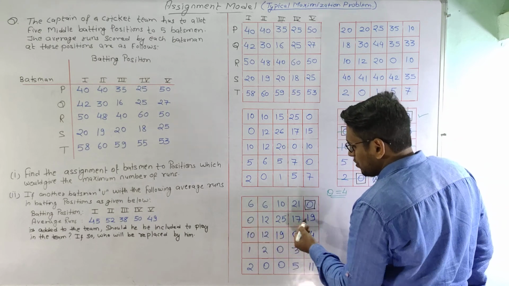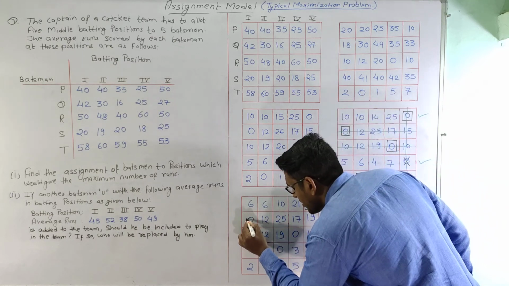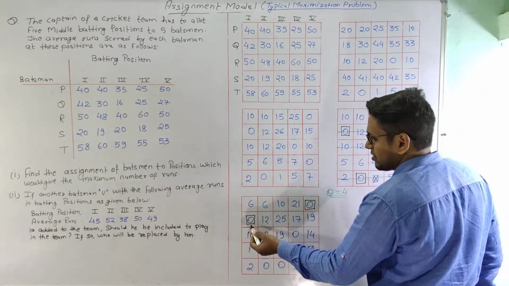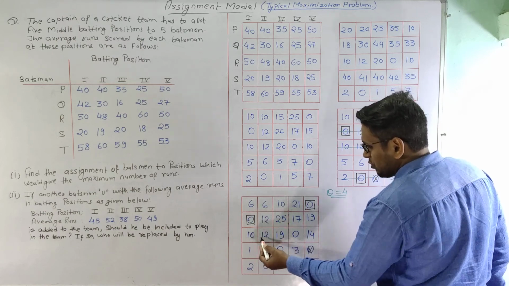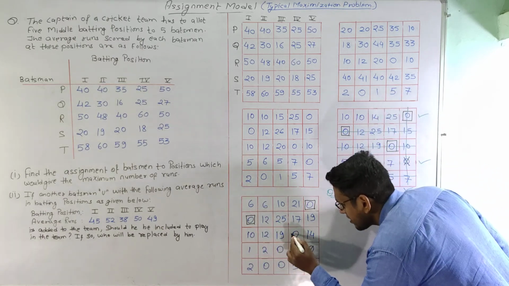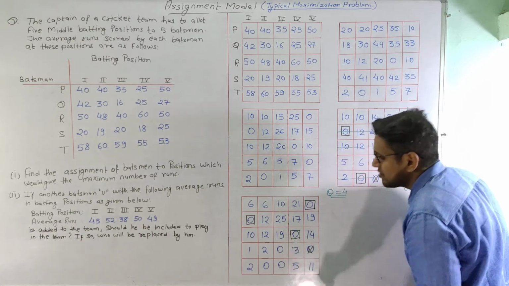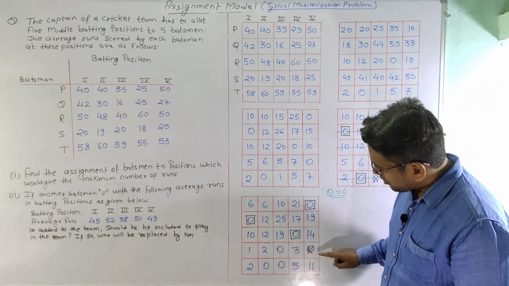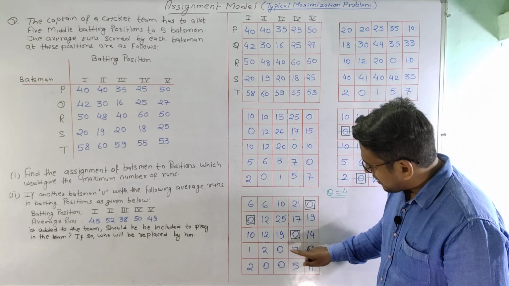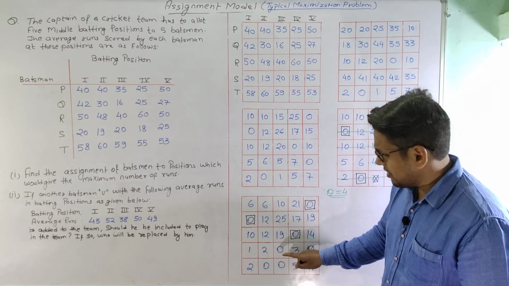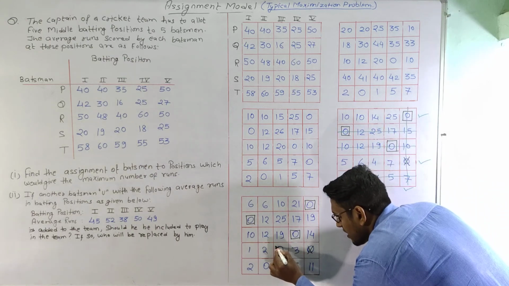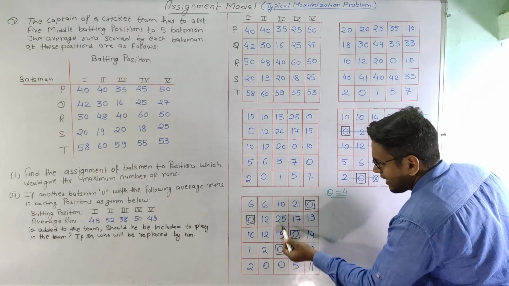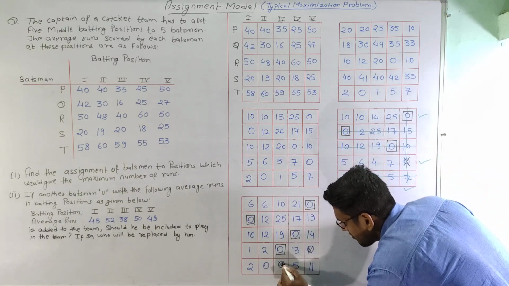Now moving on to row 2. In row 2 also we have a single 0. So we will assign this 0, and once this 0 is assigned, no more assignment can be done in this row and in this column. Now moving on to row 3, we again have a single 0 here. So we will assign this 0, and once this 0 is assigned, no more assignment can be done in this row and in this column. Now moving on to row 4, we can see that we have a single assignable 0 present here. So we will assign this 0, and once this 0 is assigned, no more assignment can be done in this row and in this column. So this 0 will get crossed out.